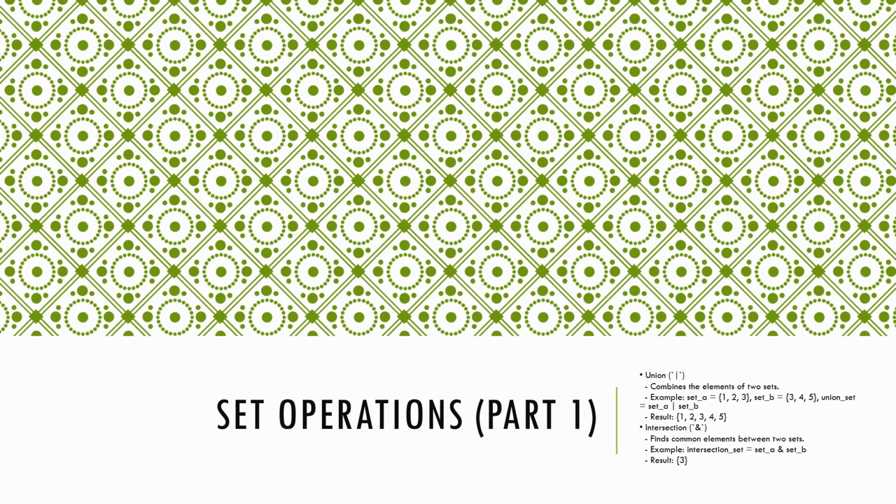Now let's look at some common set operations. The union operation, denoted by a pipe symbol, combines the elements of two sets. For example, if you have set A as 1, 2, 3 and set B as 3, 4, 5, the union will be 1, 2, 3, 4, 5. Next, the intersection operation, denoted by ampersand, finds common elements between two sets. Using the same sets, set A and set B will return 3 as 3 is the only common element.